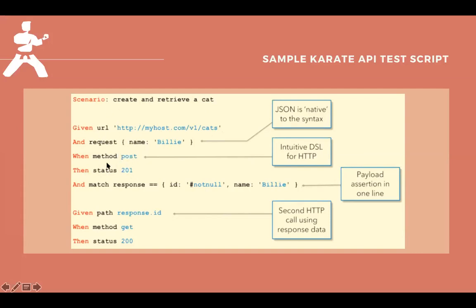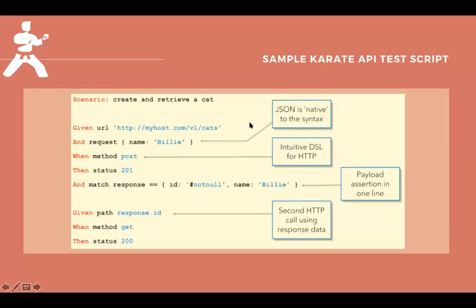And once we formulate this, and when we say that you make a request, I should see the response is 201. That's pretty straightforward, isn't it? Now, after that, we're saying match the response should be this. It should be not null, and it should have the name called Billy. That's what we're saying in the payload assertion in one line.